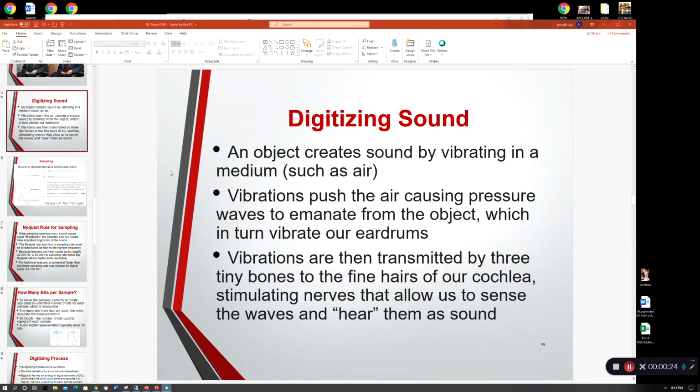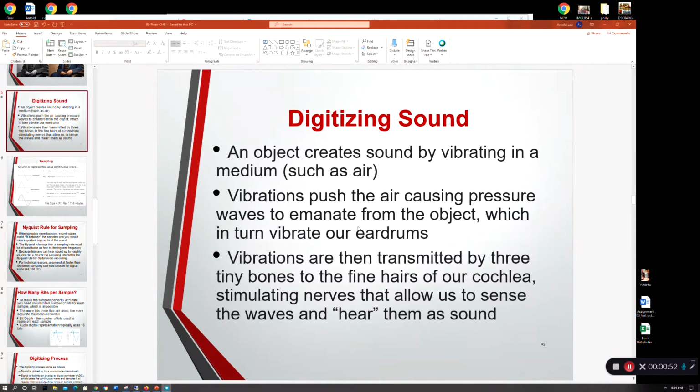Okay. So just a little bit of reminder or context. We look at sound as something that creates vibrations through air. Okay, so vibrations are pushing the air waves from a particular object, and then those air waves get pushed up and down to our eardrums, and that translates into a sound.